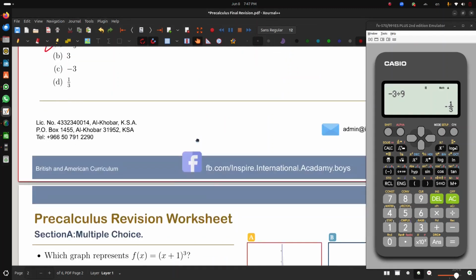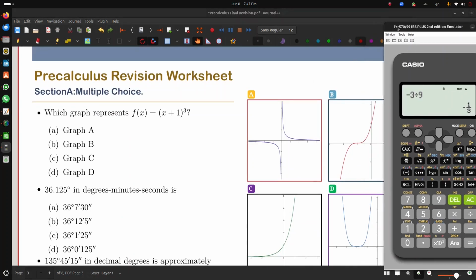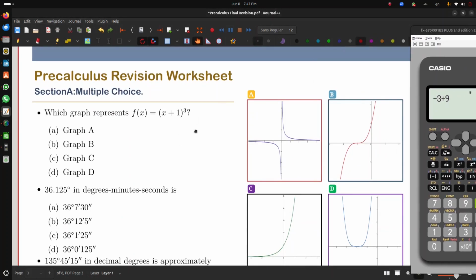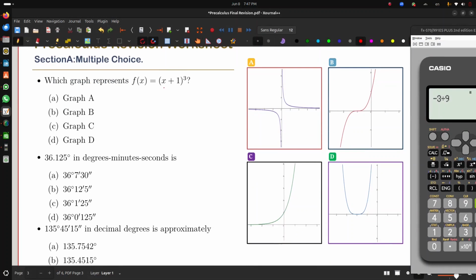Okay, next. About this one, you need to choose the correct graph. This one is x plus 1 all to the power 3. It's like x power 3, and all of us will know what the graph of x power 3 looks like. Actually the graph of any odd power, for example x power 99, will look similar to this one but a little wider from here. So we'll choose letter B.